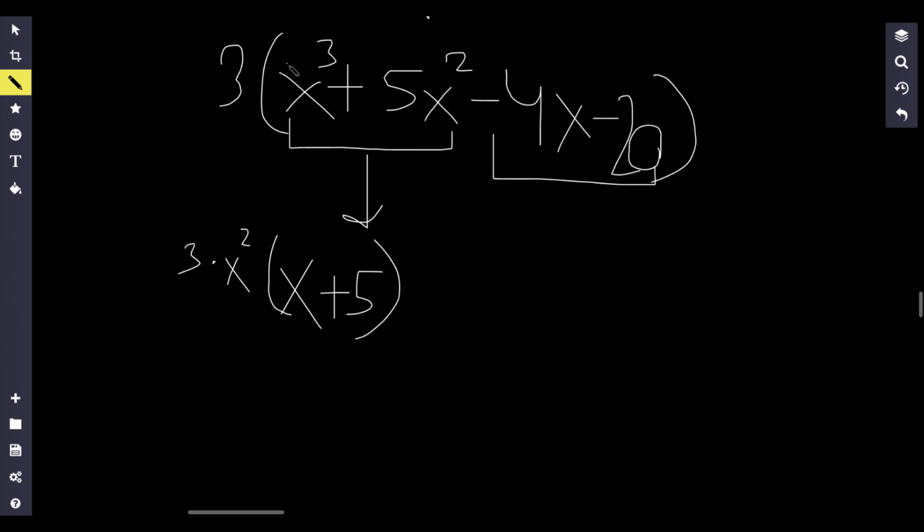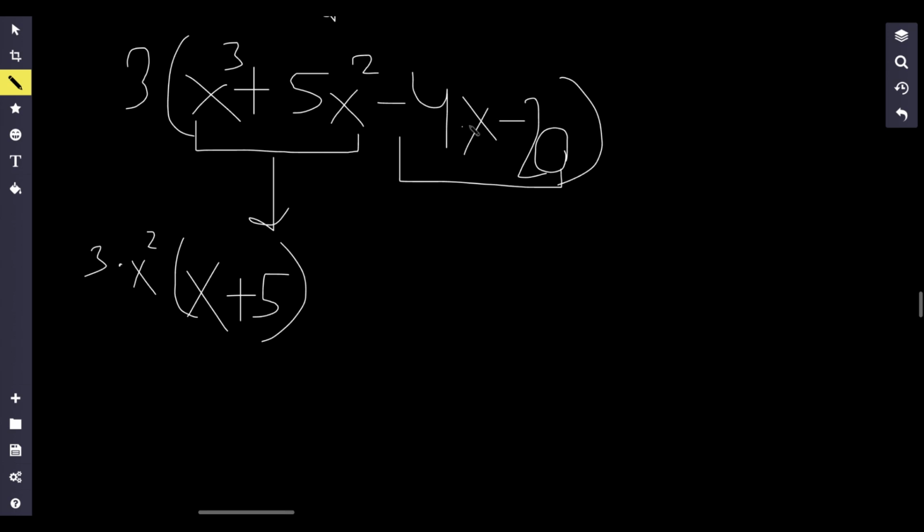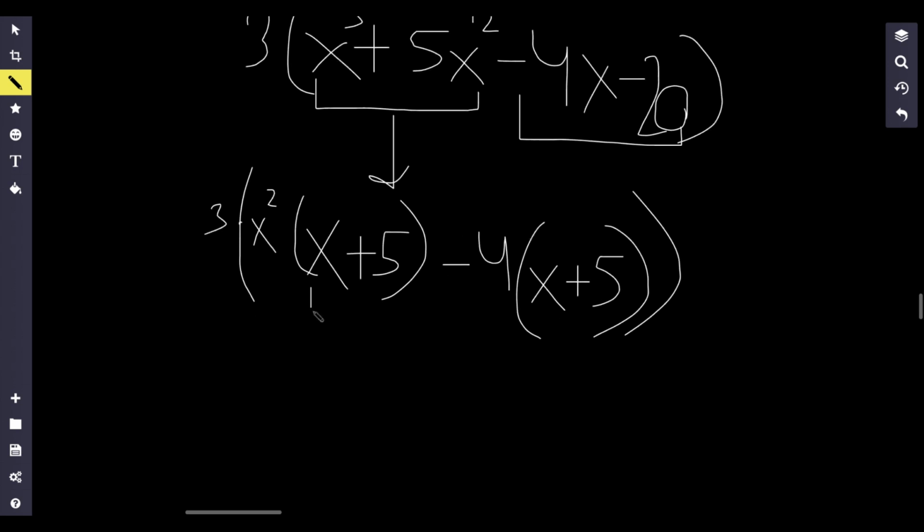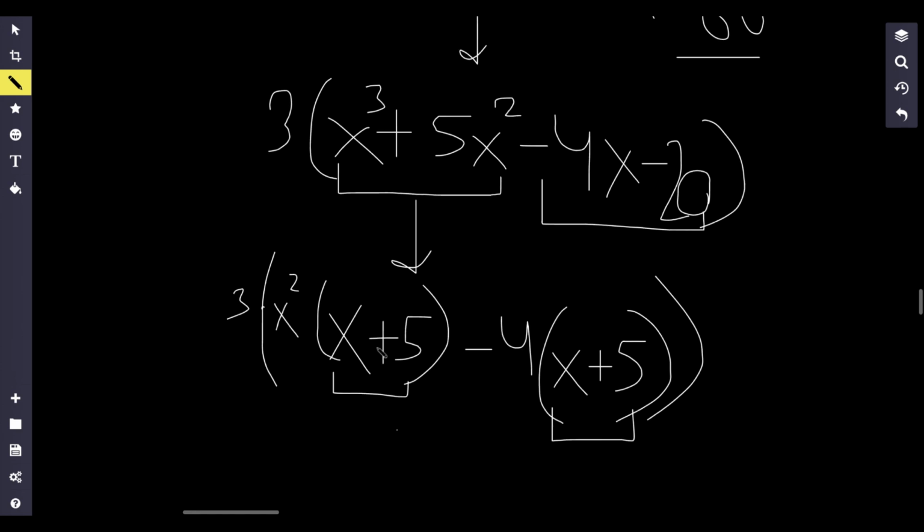Because if I take out an x squared from x to the third power, I'm just going to be left with an x. If I take an x squared out of 5x squared, I'm just going to be left with 5. And for this part right over here, I can factor out a 4 from both these terms, or negative 4. So I'm going to be left with x here, and positive 5 here. Notice how, actually let me put parentheses to make this clear, but notice how these two things on the inside are the same, meaning that I can actually factor by grouping.